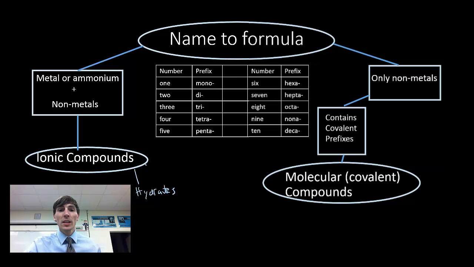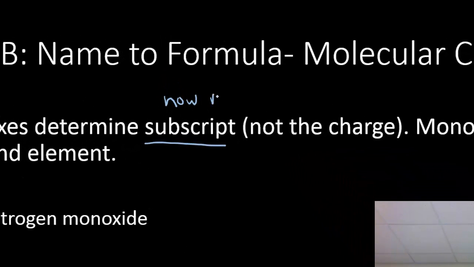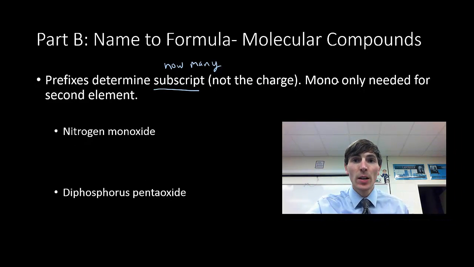We'll talk about hydrates later. So basically, we're going to talk about the rules that you're going to need to name these. Very simple. The prefix is going to determine the subscript on your atom. And it does not stand for the charge. The prefix has nothing to do with the charge. It just stands for how many. The subscript is how many atoms. The other stipulation is that the prefix mono is only needed for the second element. We do not need it for the first, and I'll do an example for you.